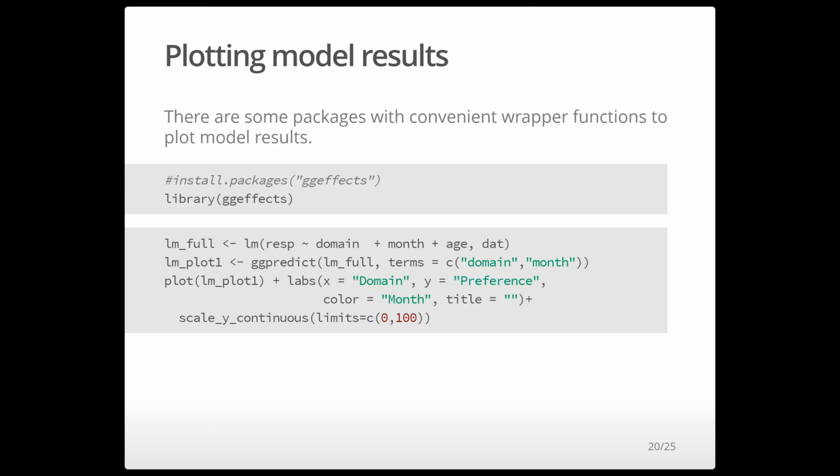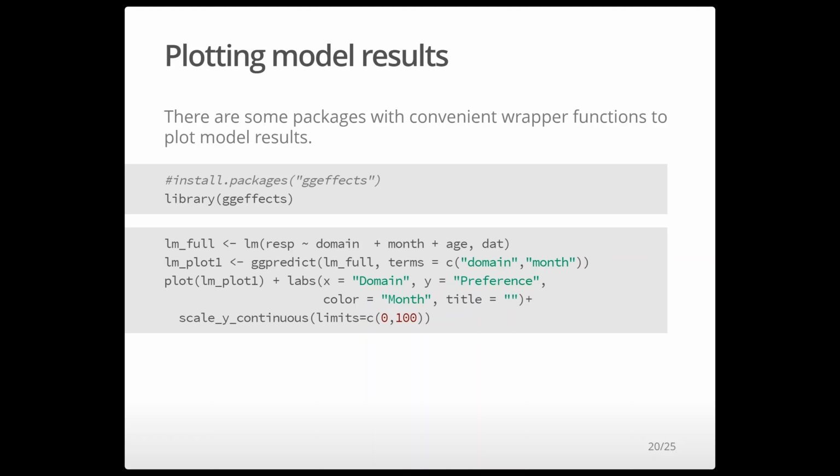This is the ggeffects package, and inside the ggeffects package there are a few different options. One we should talk about is called ggpredict. So this is a way to look at model predicted values. The first thing I'm doing here in the second chunk of code is creating a regression model. This is the same model we looked at at the end of the stats tutorial video, where we have preference predicted by domain, month, and age, where age is a covariate.